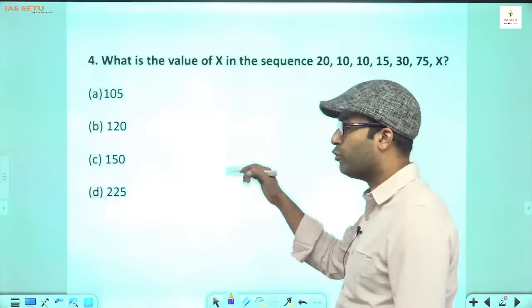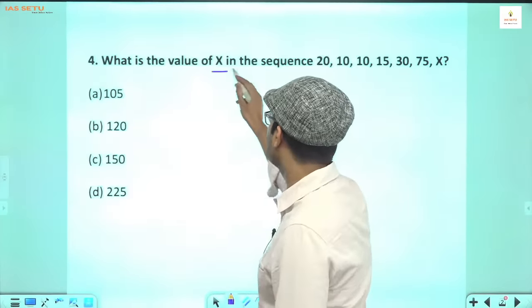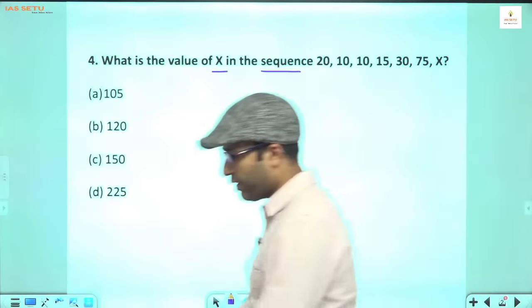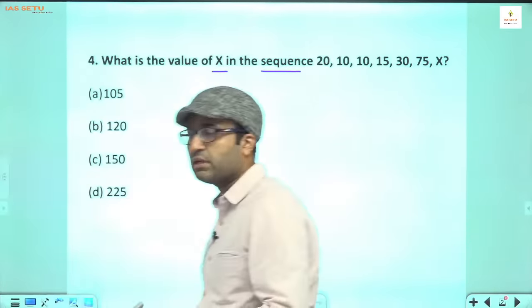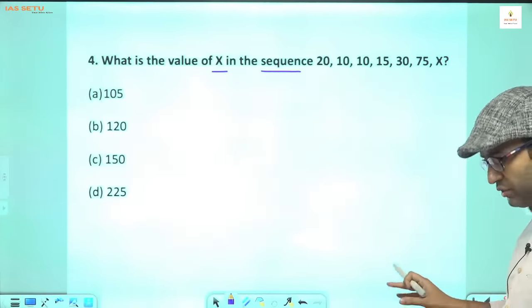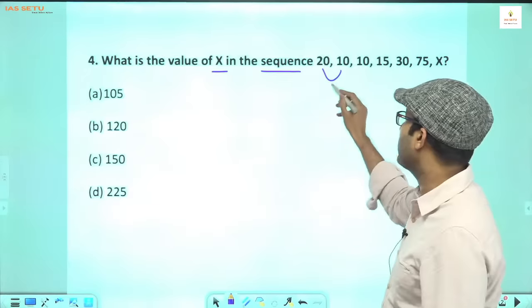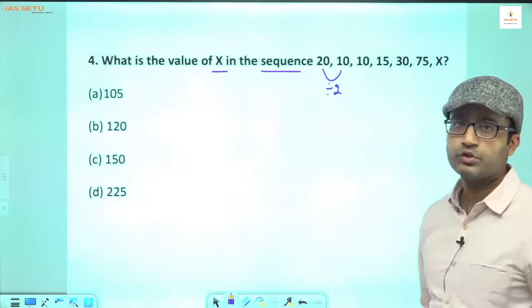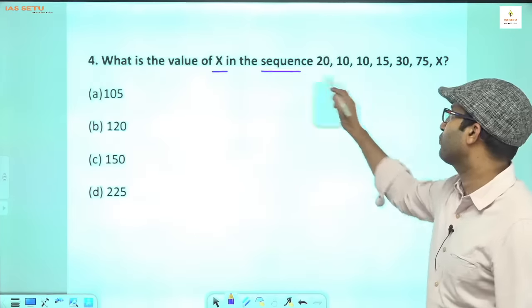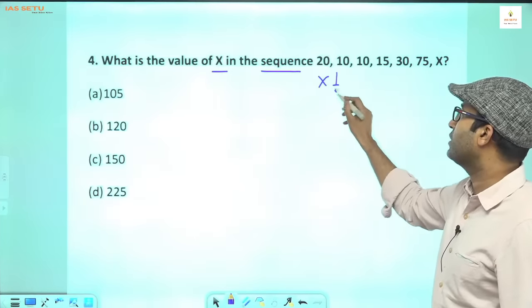Question number 4 in my set: what is the value of x in the sequence 20, 10, 10, 15, 30, 75, x? I will check with my paper as well, because the team typed this in at short notice. See the relationship here: first it is multiplied by 1/2.